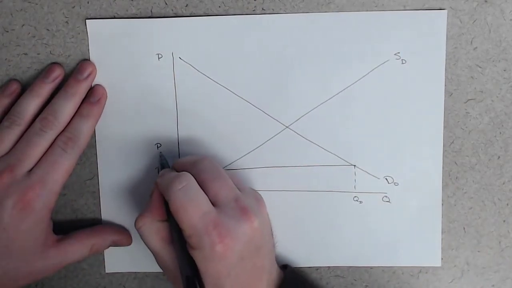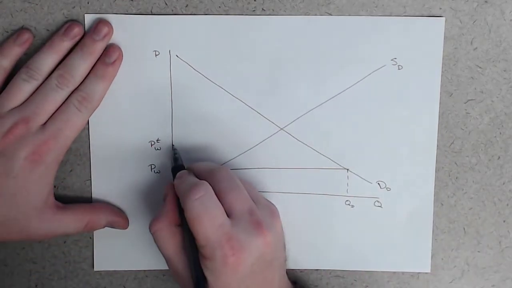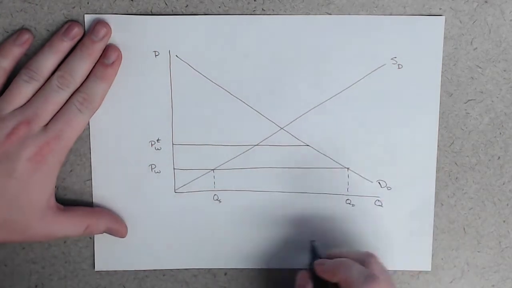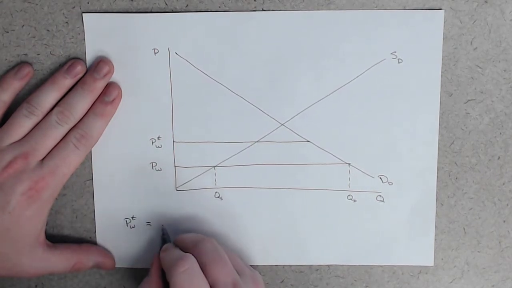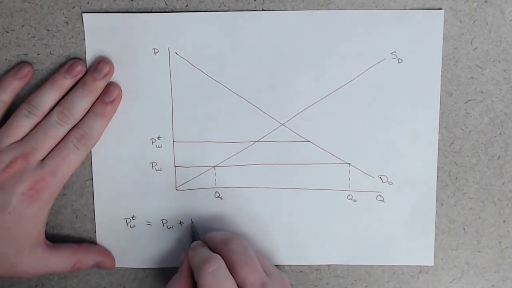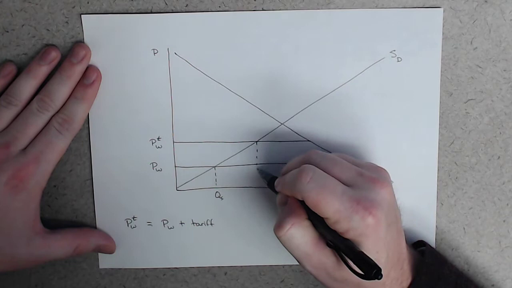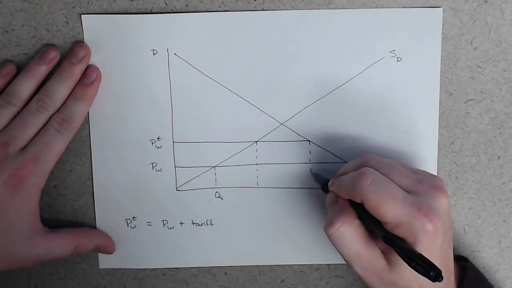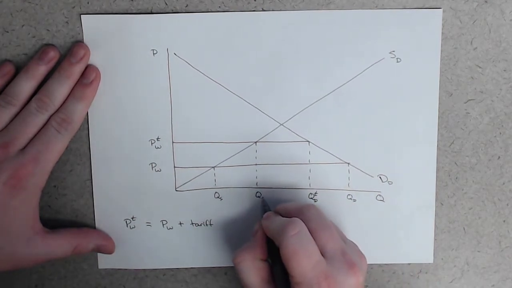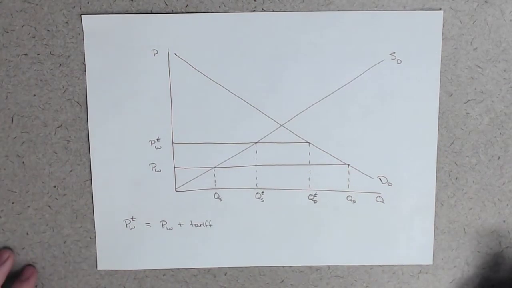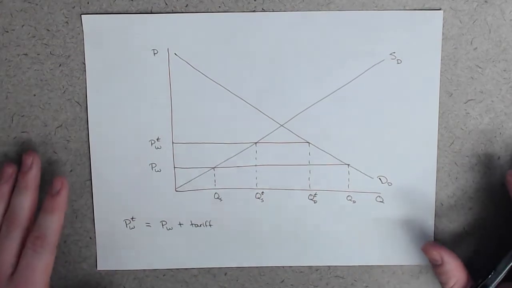Okay, so let's do this. So I'm going to denote it PW with a superscript T. All right, and so, excuse me, PWT is going to be equal to the world price plus the tariff. Okay, and so now let's see what we've got here. Quantity demanded with the tariff, quantity supplied with the tariff. Okay, and so from here, you should start being able to see some pretty interesting stuff.